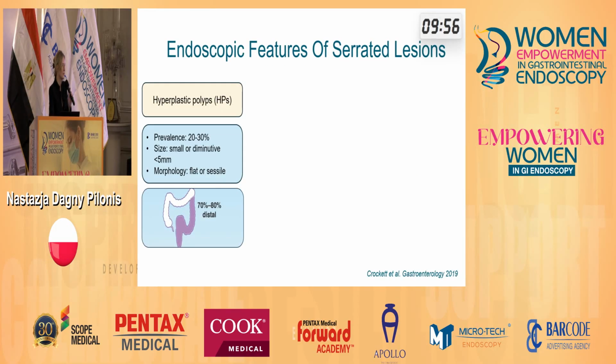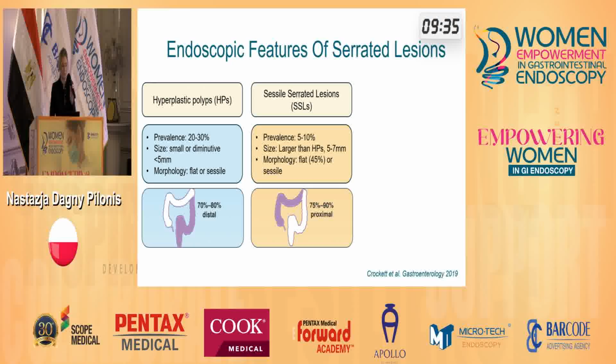Okay, so how to recognize those lesions? We will divide them into hyperplastic polyps, which are the most prevalent. They are usually in the distal colon. They're small and they don't have premalignant potential. So we won't discuss them, because if they're less than 5 millimeters and they are in the distal colon, we don't have to remove them.